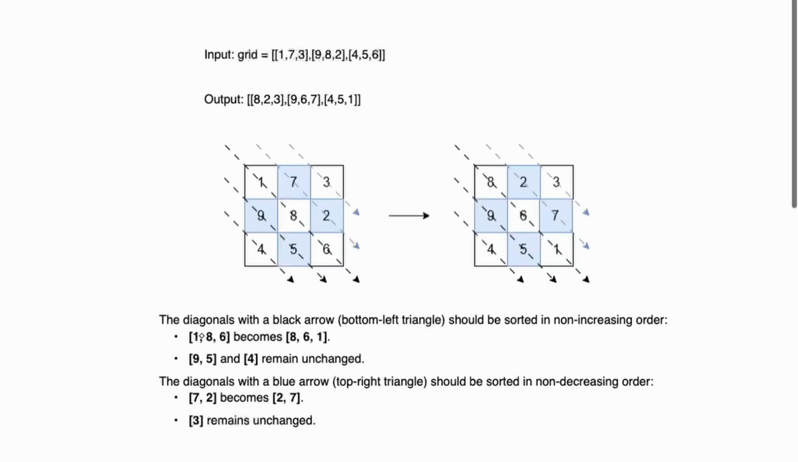And what we actually do here is we're going to take this middle diagonal and sort it so it becomes 8, 6, 1. And then this 9, 5 diagonal here, and this 4 remain unchanged. We would sort these, but these are already in sorted order, so nothing really has to be done here. Then for these two, we're going to sort them in increasing order. So this 7, 2 becomes 2, 7, but this 3 remains unchanged since it's already sorted.